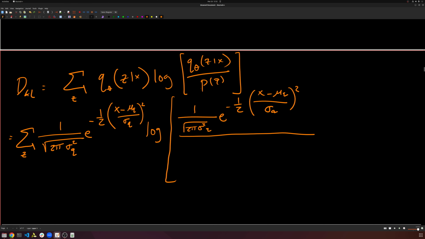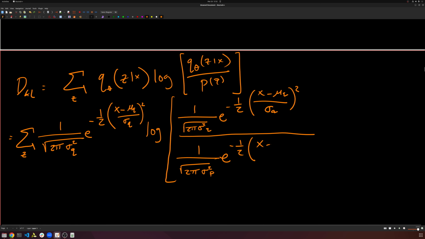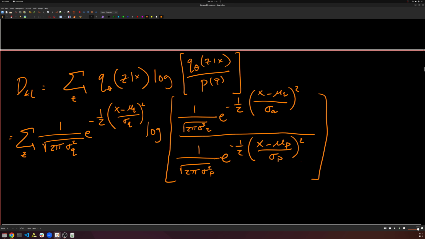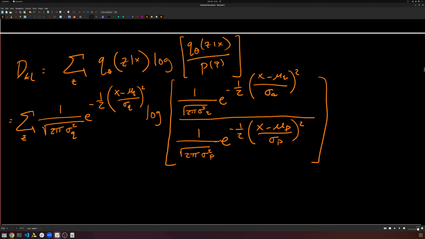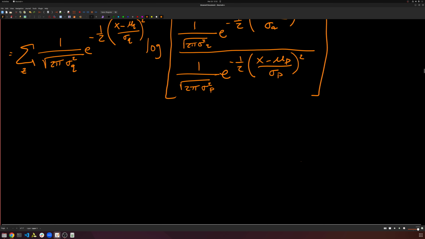And then the second one is going to be the same thing. It's just going to have p's instead of q's because that's our distribution. So it's going to be 1 over square root 2 pi sigma squared p, and then e to the negative 1/2 x minus mu p over sigma p squared. But everything else is the same. It's just 3 Gaussian distributions, and that's it. So now it's time to simplify this super annoying looking thing.